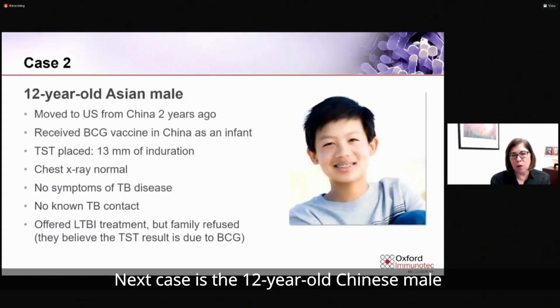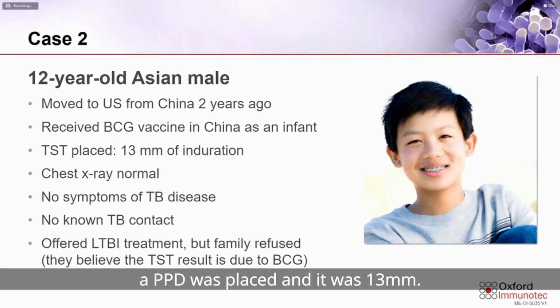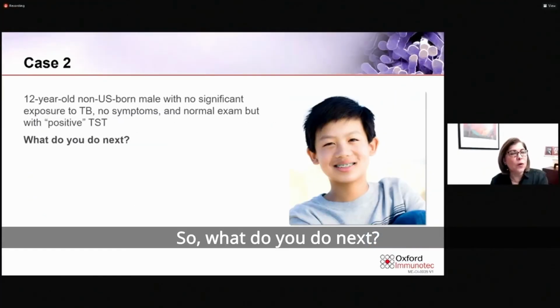Next case is the 12-year-old Chinese male that also has had a BCG, came to the United States. A PPD was placed and it was 30 millimeters. His chest X-ray is normal. He doesn't have any symptoms or signs of disease. And in further questioning, he doesn't have any history of any known TB contacts. They offered him to be treated for LTBI. However, the family refused because they believe that the TST result is due to the BCG vaccination. So what do you do next?